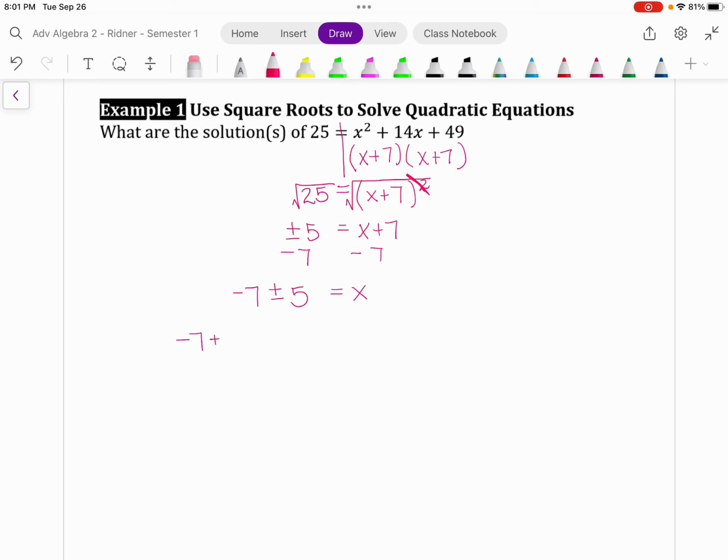So negative 7 plus 5 is one of my answers, and negative 7 minus 5 is one of my answers. So that becomes negative 2 and negative 12. So x can equal either one of those as an answer.